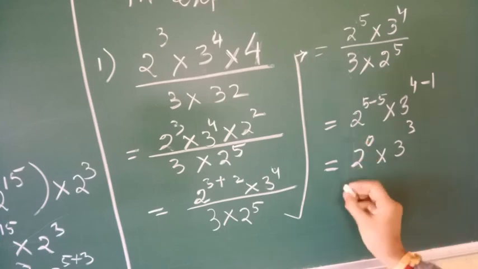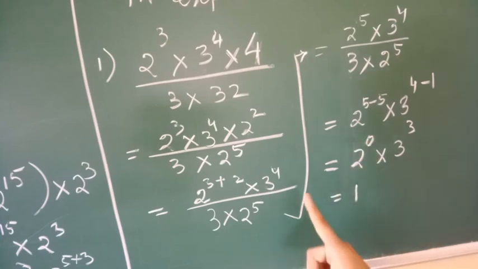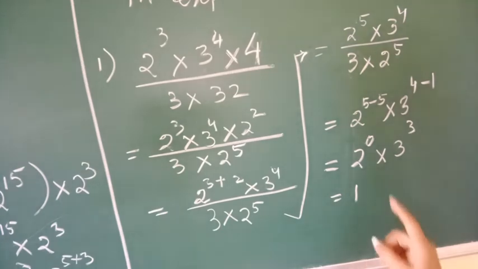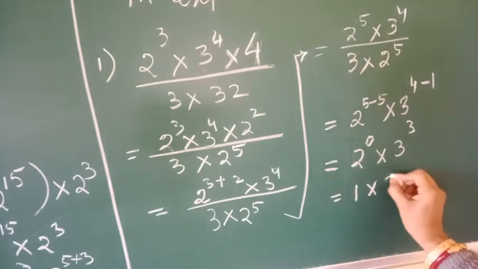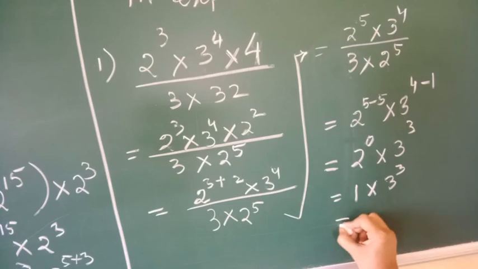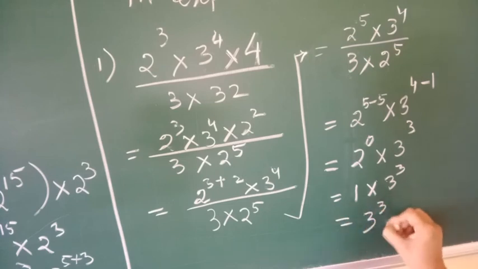Okay, 2 to the power 0 value is 1, because we know that any number to the power 0 is 1. I have seen this in the laws of exponents. So 3 to the power 3. The result is 3 to the power 3, because you have to give the answer in the power form.